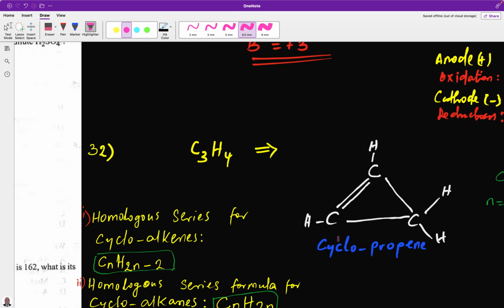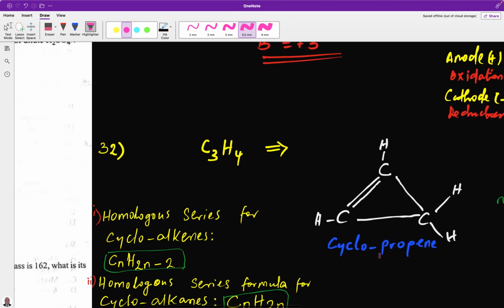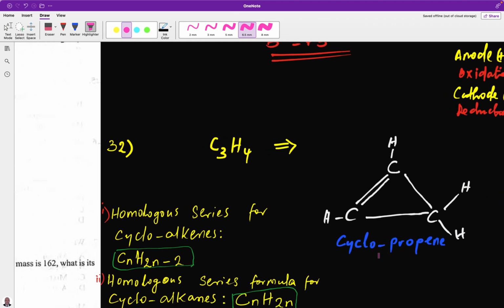This structure shows C3, 1, 2, 3, and 4 hydrogens, 1, 2, 3, 4. It shows that it is a cyclopropene. It is not propane, but propene because of the functional group there, the double bond. So it is cyclopropene. But now, the homologous series for this is an alkene, for cycloalkenes, because there is cycloalkane and there's also cycloalkene.